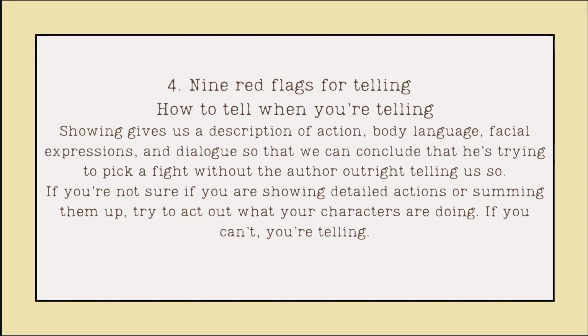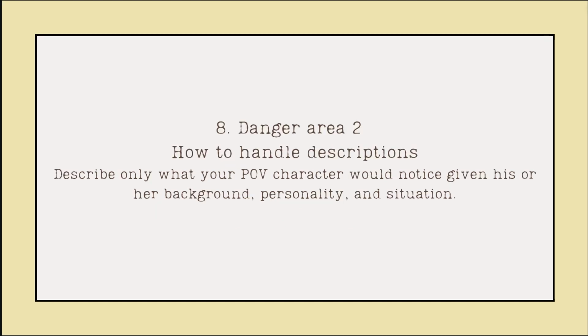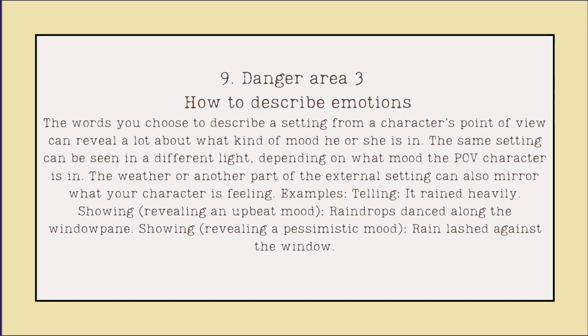Here the book goes into a couple different ways we can be on the lookout for telling rather than showing. Chapter 8, Danger Area Number 2. How to handle descriptions. Describe only what your POV character would notice given his or her background, personality, and situation. Chapter 9, Danger Area 3. How to describe emotions.